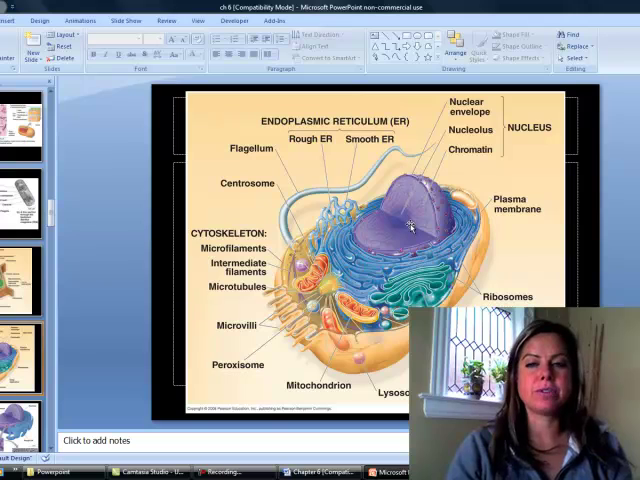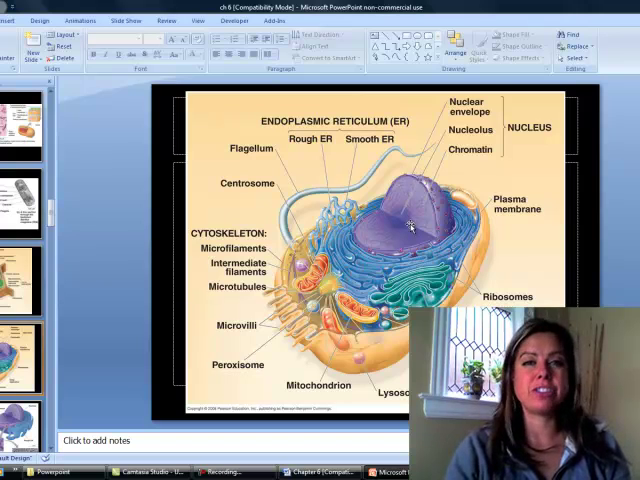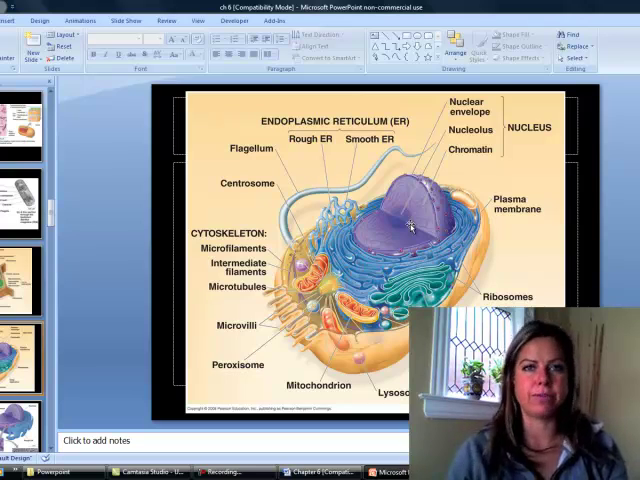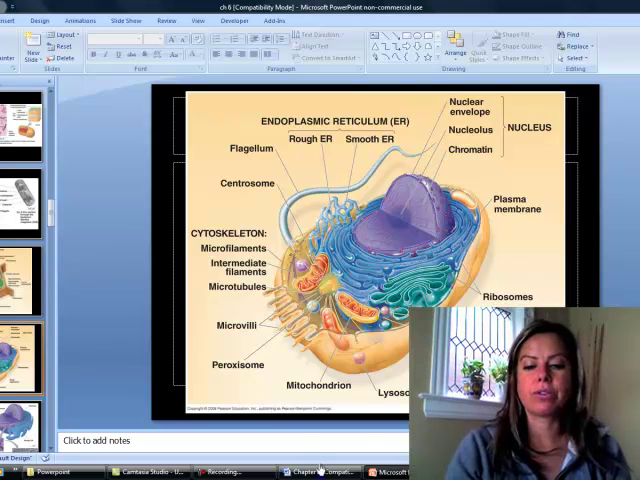The way that we're going to do it is we're going to talk about the formation of a protein and how that travels through the organelles of the cell. And then we'll talk about some of the extra ones that do different jobs. So that's how we're going to go through it.